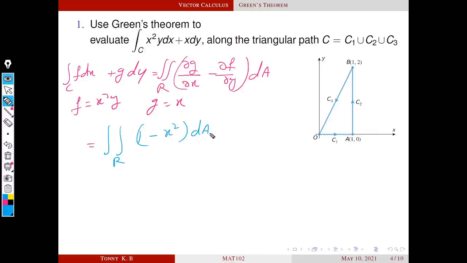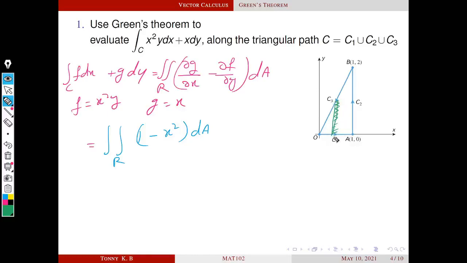Then how to compute this double integral? That is very easy. Either first we consider a vertical strip, then we move the vertical strip in such a way that it covers this entire region. Otherwise you can consider a horizontal strip, then move the horizontal strip in such a way that it covers this entire region. Anyway, I want to take the vertical strip. Consider the vertical strip first of all.